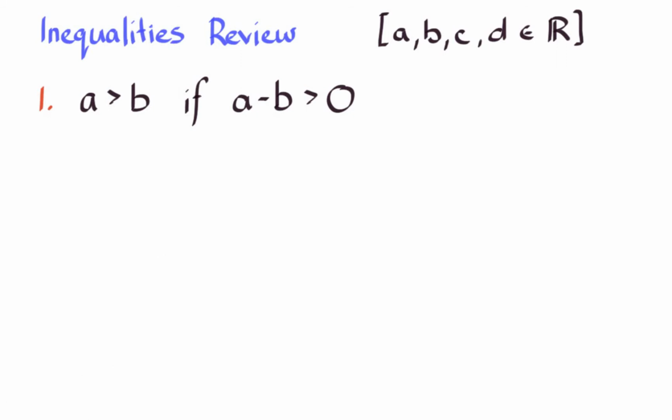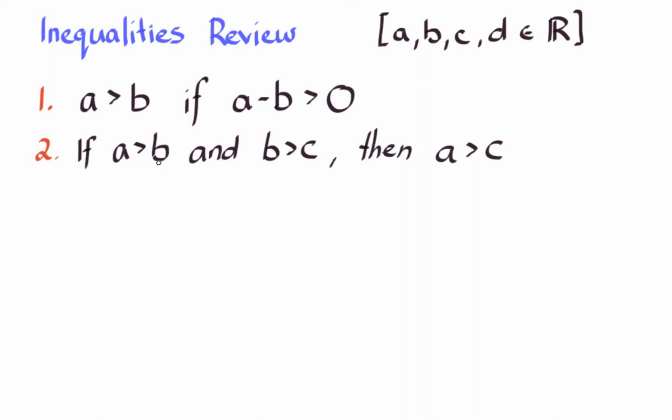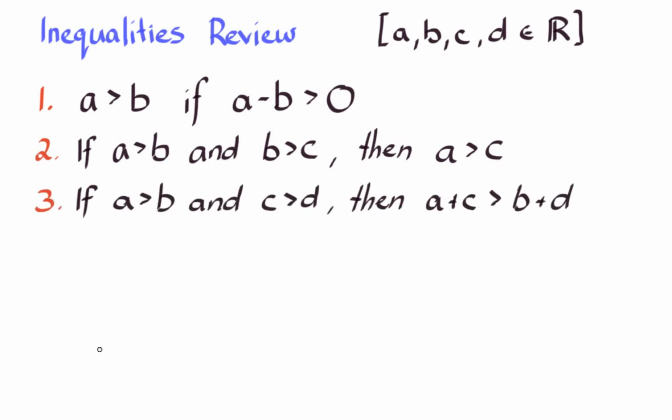Second. If A is greater than B, and then B is greater than C, then it makes sense that A, what we started with, must be greater than C. This one can actually be quite useful in a lot of inequality proofs that we do. Number 3. If A is greater than B and C is greater than D, then the addition of A and C will be greater than the addition of B and D. Cool, no further explanation needed for that one.